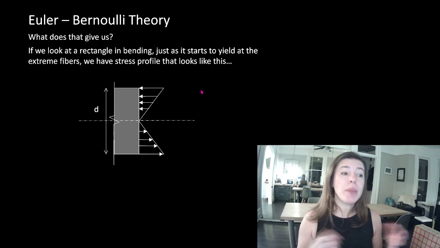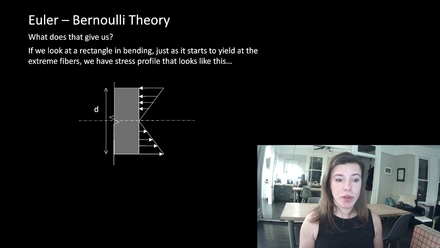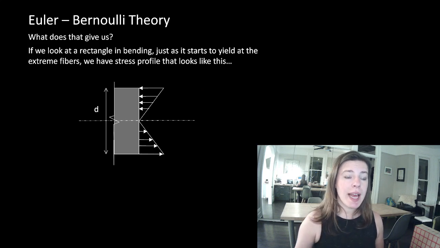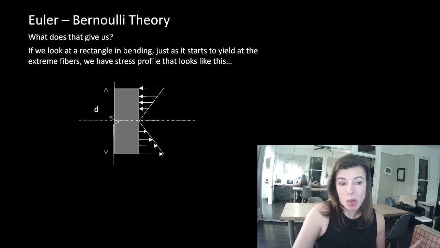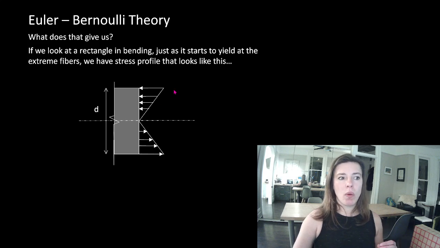All right, or up until we have yielding at the extreme fibers. What this is saying is, yeah, this is a linear stress profile, but we don't care about that linear stress profile everywhere that we're in the elastic range because we know it works. What we care about is right at the moment this stops working. Because remember, we want our factored loads to be less than our reduced capacity. So what we care about is that reduced capacity, or that maximum limit on this.